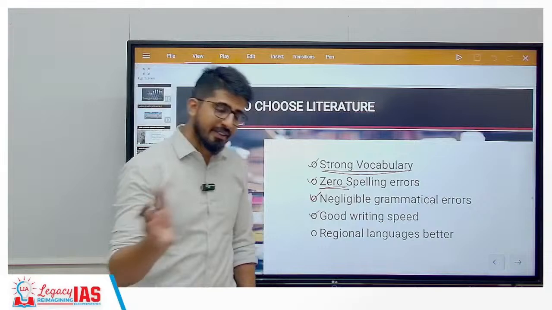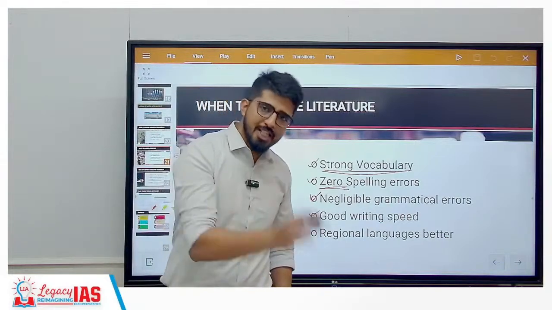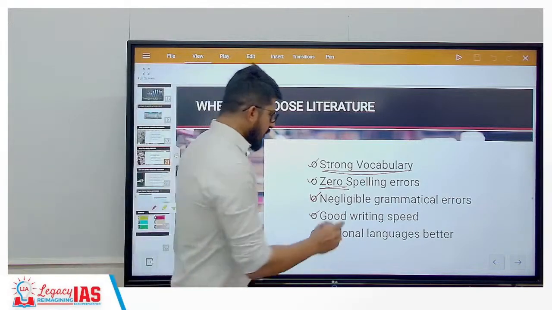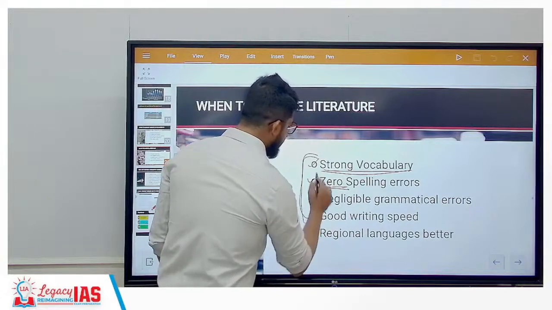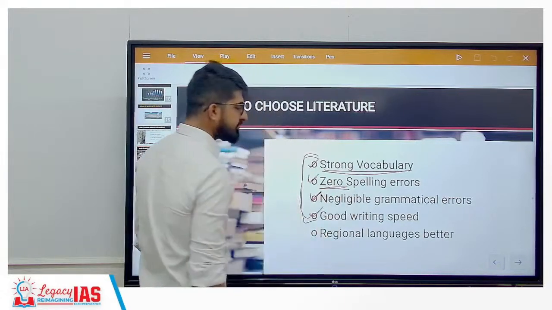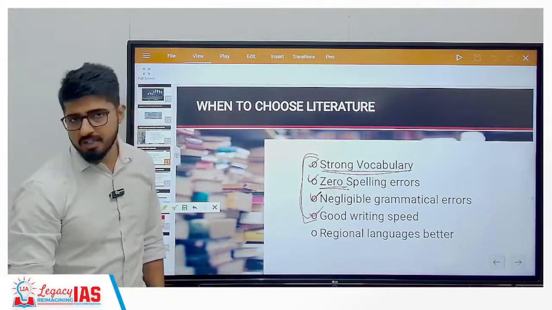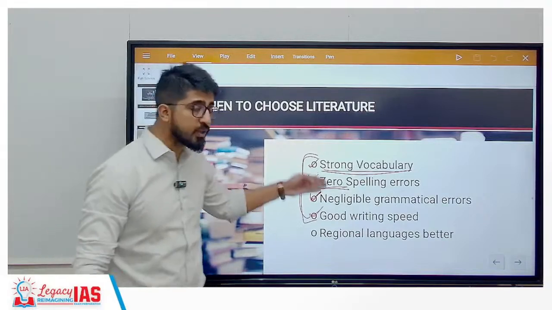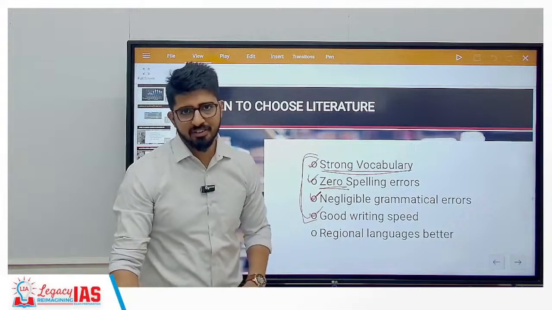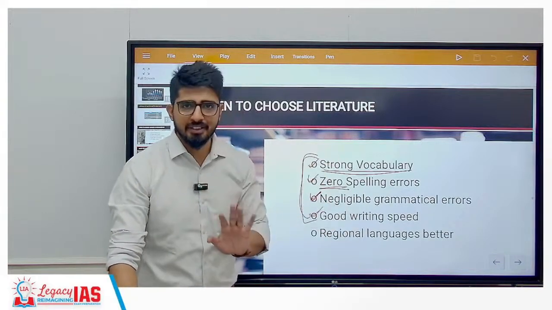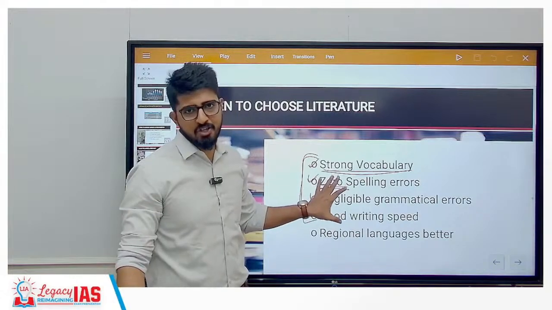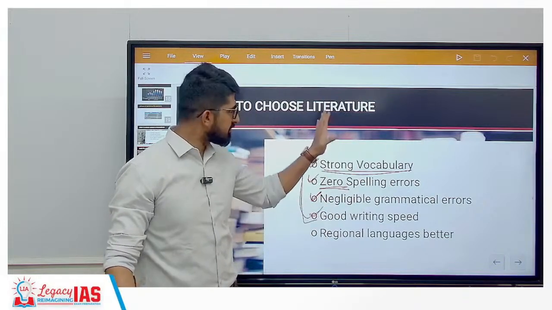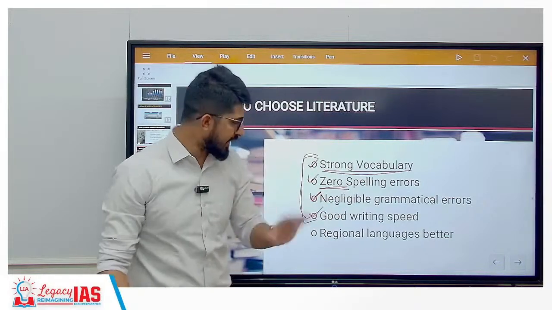Why? Because you have to write the same number of words in your literature optional as you write in any other optional. So, if these boxes are not ticked, then don't choose literature as an optional. I'm talking about the present. At the present stage, you cannot improve these things over the next 2 months. This is something which should be already present in a person. It's like the aptitude for a language. Linguistic aptitude should be already present. If not, literature is not your cup of tea.